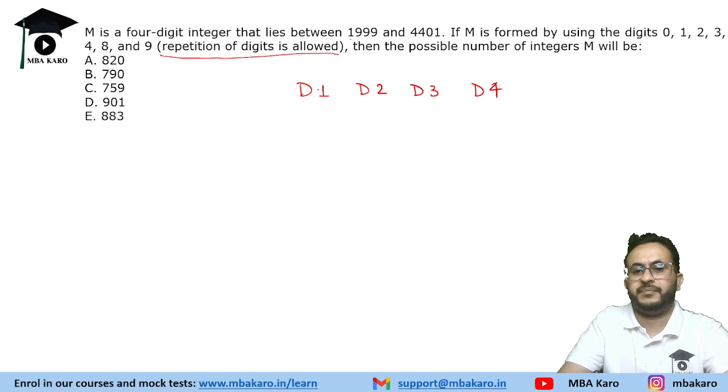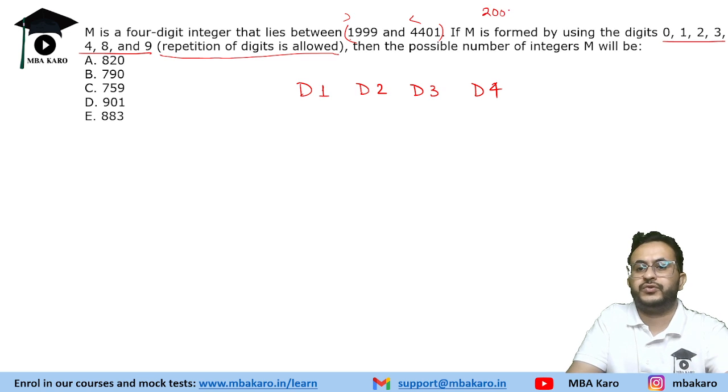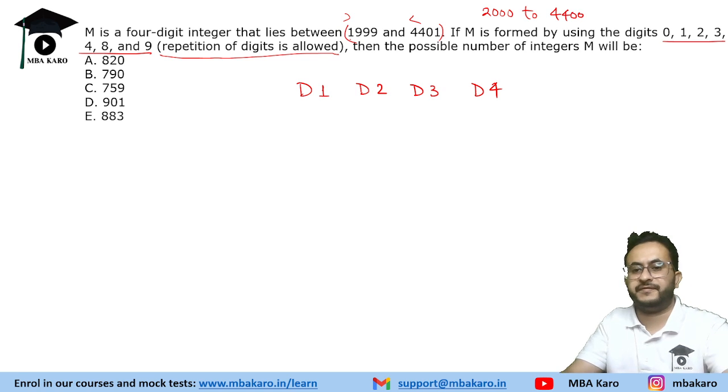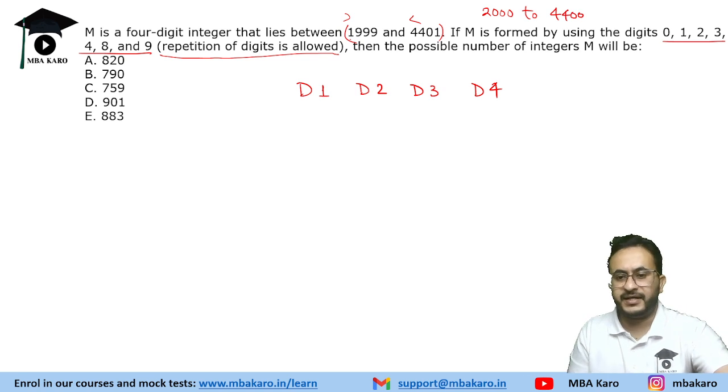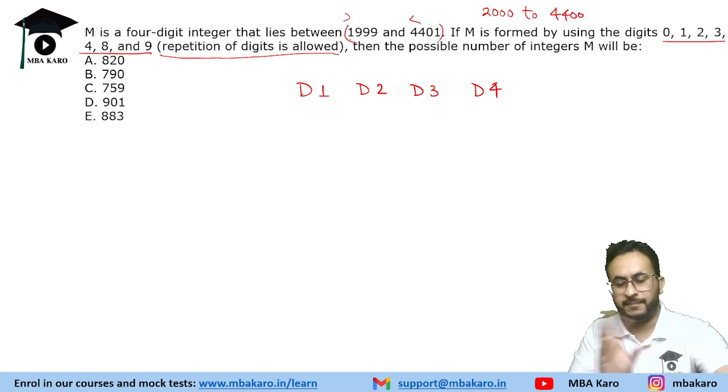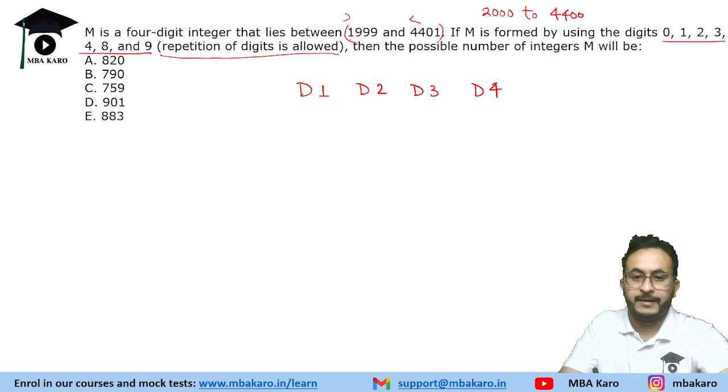Now D1 cannot be taken as 1, because if you take D1 as 1, we will not be able to get, like, it should be between these. Between these means it should be greater than 1999 and smaller than 4400. So it will be like 2000 to 4400. Because whenever we say the word between, it means that it has to be apart from those two numbers. Okay, now if you take d1 equal to 2, we cannot take d1 as 1.